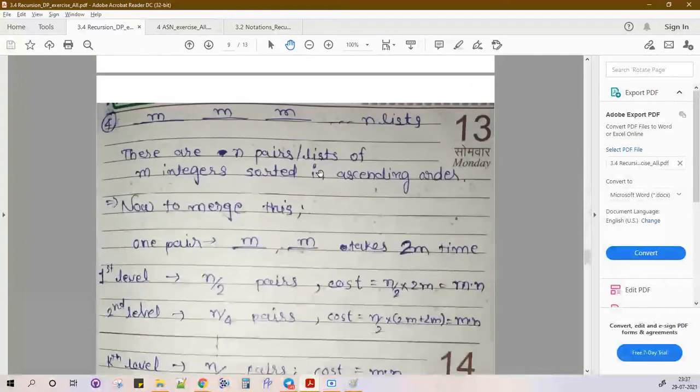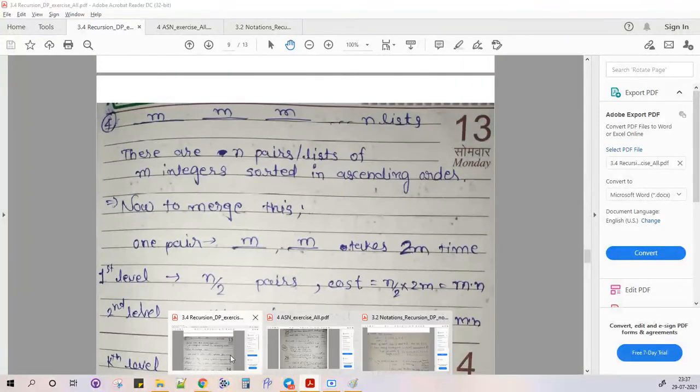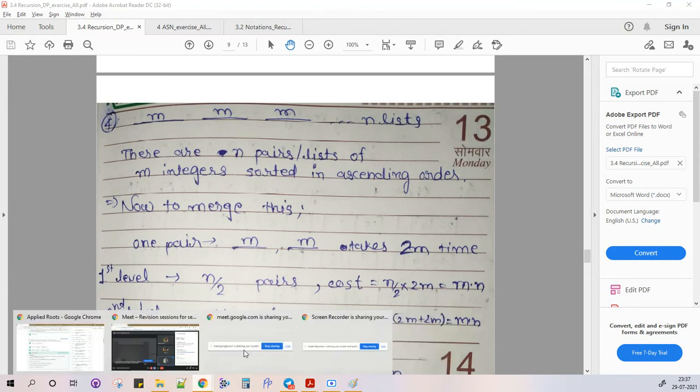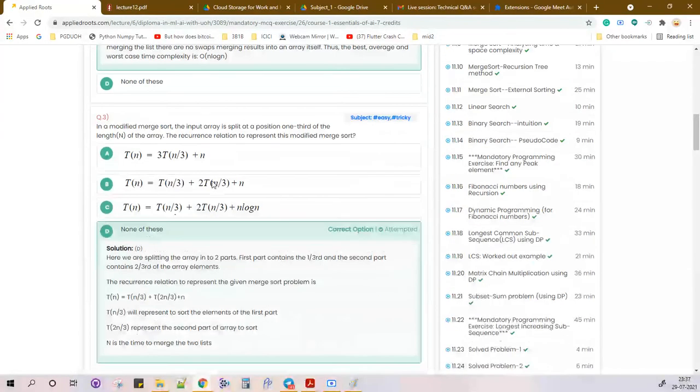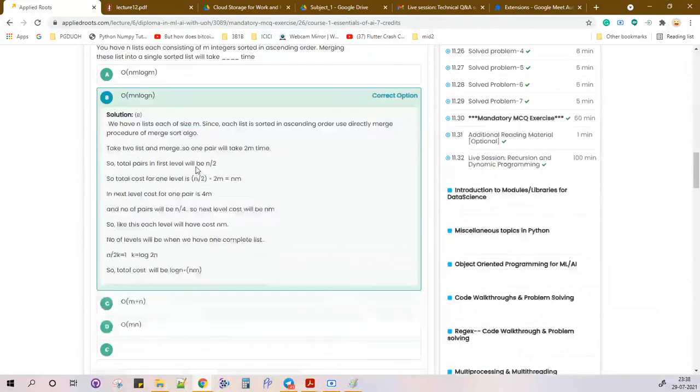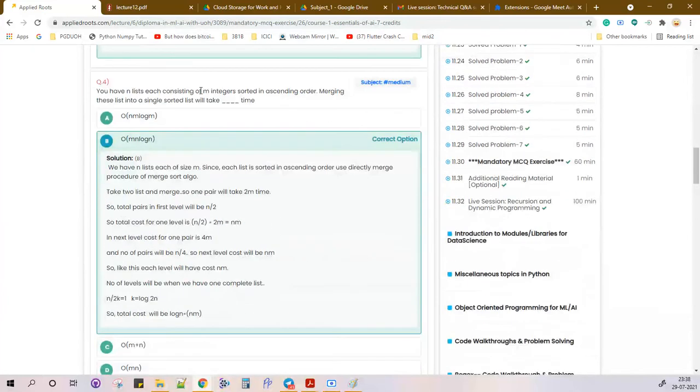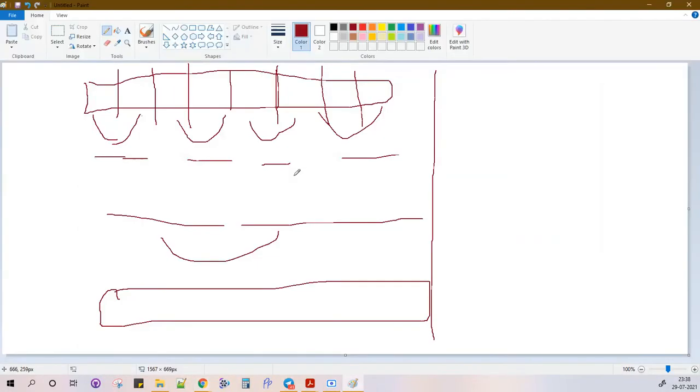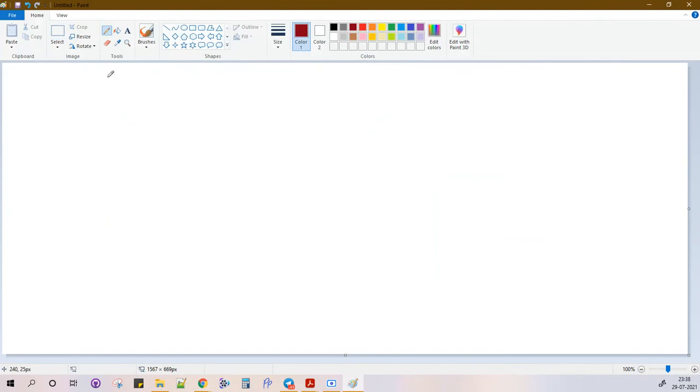Yes. Now what they've given is we have m lists, or you can say m arrays of size m, and how many of them do we have? N lists. Let's see the problem first. Question number 4: we have n lists, each containing m integers sorted in ascending order. So I have n lists.